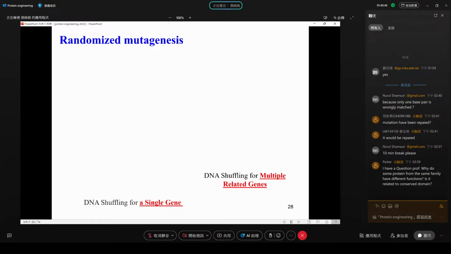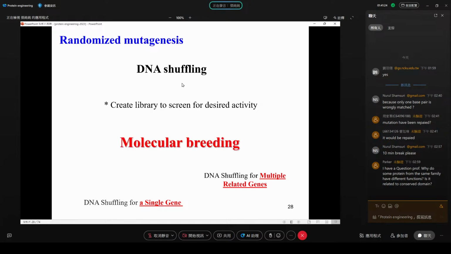Okay, so DNA shuffling and all of these still rely on related genes or a single gene. You can also create this kind of library for yourself, such as a DNA shuffling library for a DNA binding domain, or a library for the catalytic domain of a protease, or a library with different point mutations for a lipase, for the desired activity. That's a very important concept. You need to know how to assay your desired activity to generate a new protein. Then we call it molecular breeding.